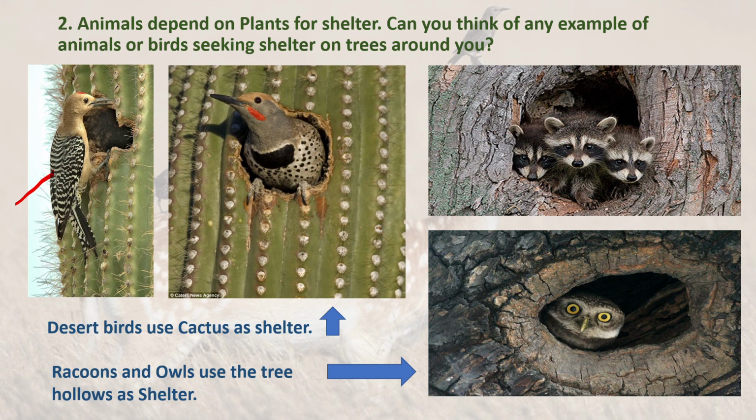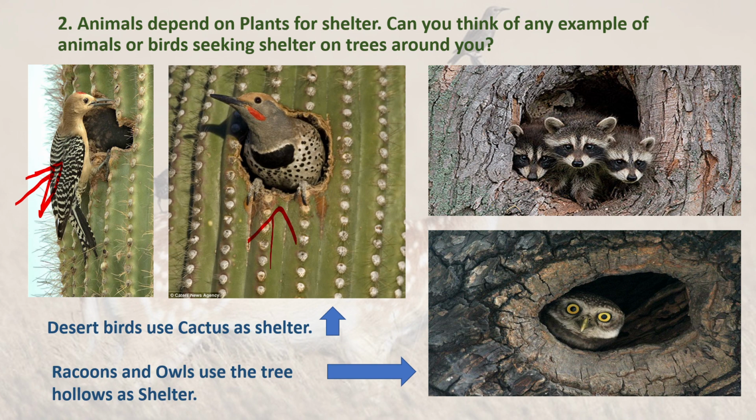What is this? This is a bird in a desert. We all know in desert we don't have a lot of trees. So then how do the birds make shelters for themselves? They create holes inside a cactus plant. See, this is a cactus plant, right? It has a lot of thorns. So the birds create nice cozy holes inside the cactus plant and stay there. So that is their shelter.